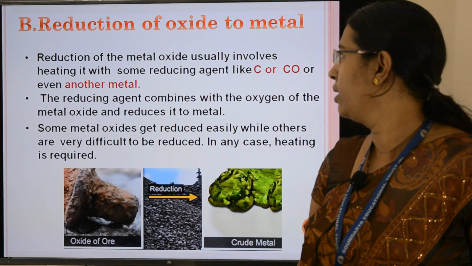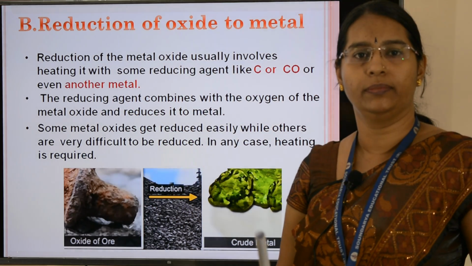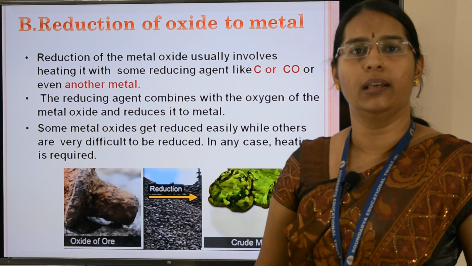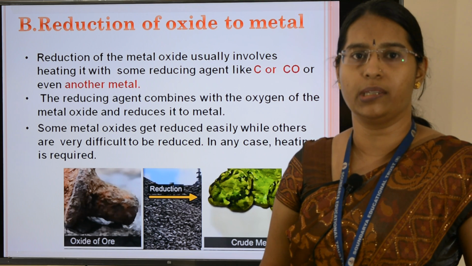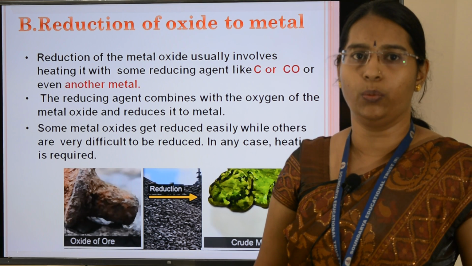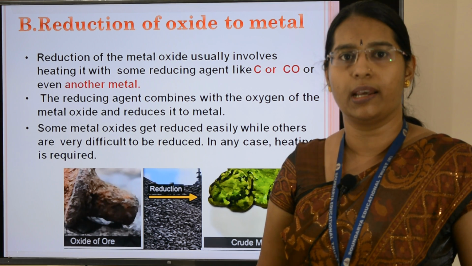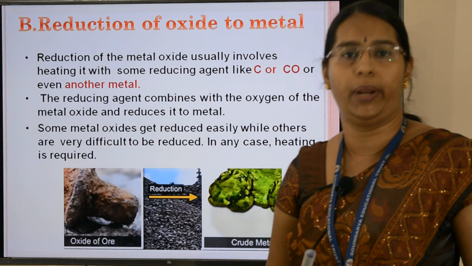See, here you can see that reduction of the oxide into metal. Last class we have discussed that the crude metal can be obtained by two steps. First step is conversion of the concentrated ore into its oxide form, that we have already discussed, and the next step is reduction of the oxide into its metal.